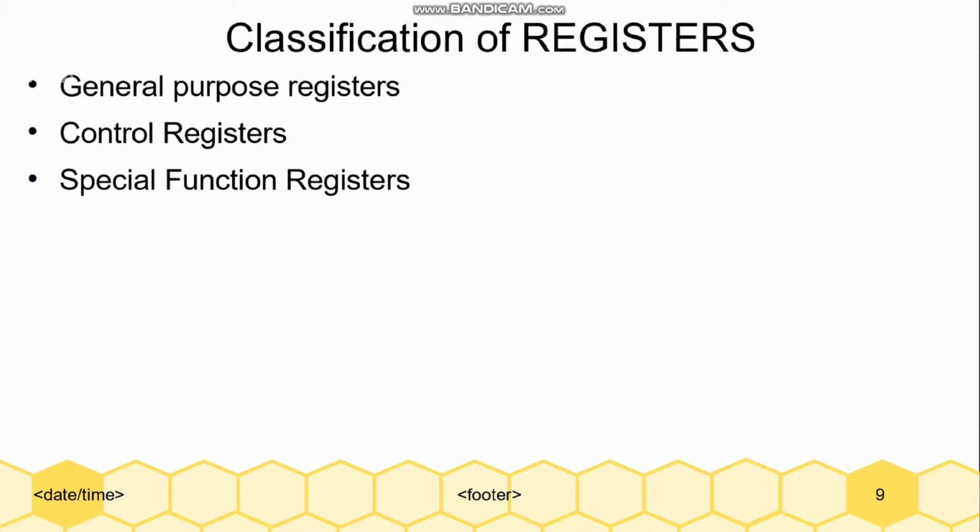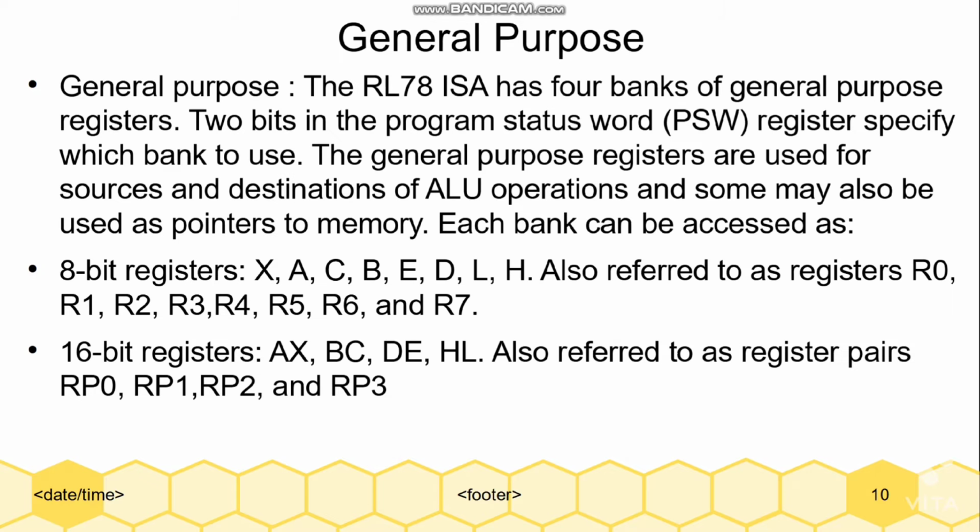Now we can classify registers. The first type of register is general purpose registers. The second type of register is control registers. The third type of register is special function registers. Now we are going to see about the general purpose registers.